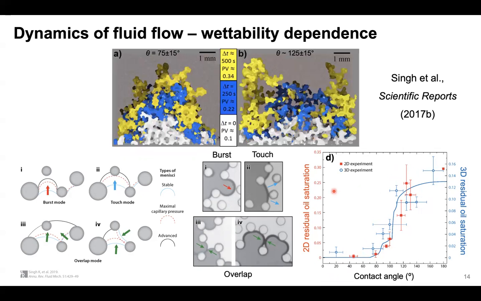And we also compared these experiments with 2D experiments on the micro model from our colleagues. Although the values are different, the shape of the transition is very similar. And the point to note here is the transition doesn't occur exactly at 90 degrees. It's a range from 90 to 120. So somewhere here the transition occurs for this particular porous media.